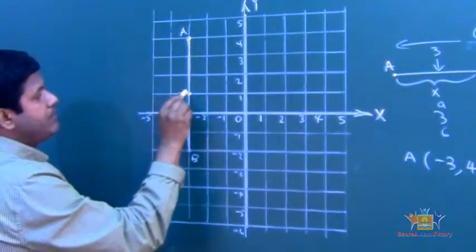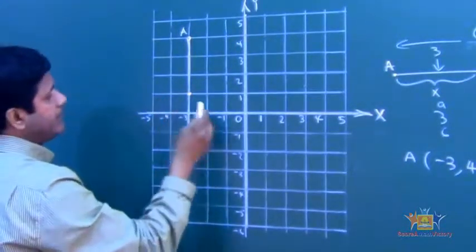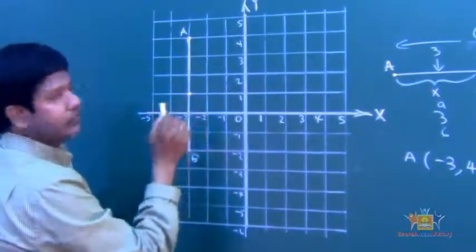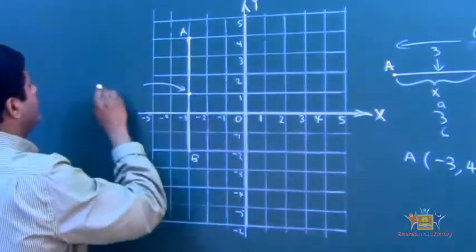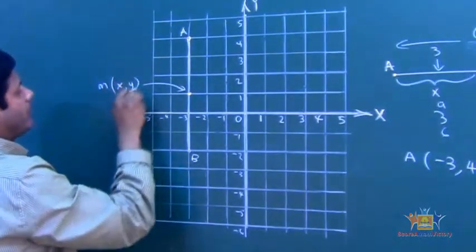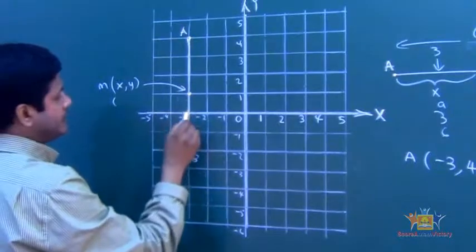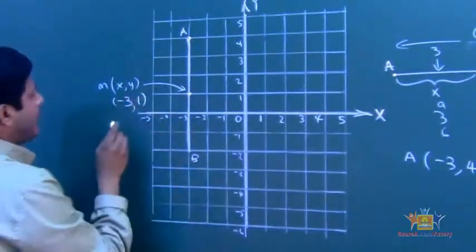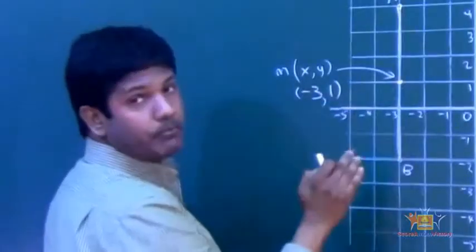So what is the midpoint? Now let's find the point. It's (-3, 1). Let's call it M. You always start with x, y. So what is x? x is -3 and y is 1. See that? (-3, 1). That's the midpoint.